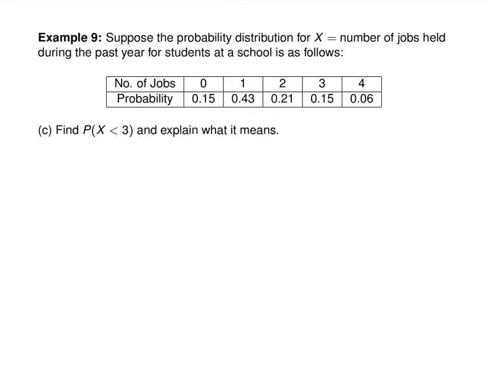With discrete random variables, the "or equal to"s are important. With continuous random variables, they're not. So the probability that x is less than 3, this is the probability that a student has had fewer than 3 jobs, but not including 3. So that could be no jobs, probability 0.15, 1 job, probability 0.43, and 2 jobs, probability 0.21. So that's 0.79.